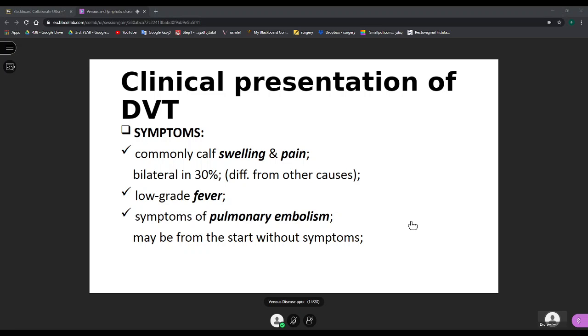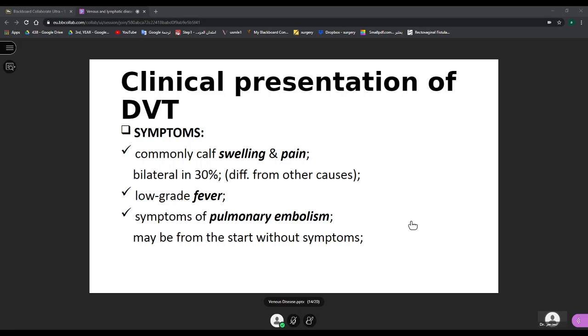This is usually bilateral instead of unilateral, and this is important for you as a physician to differentiate between leg swelling due to venous disease and leg swelling due to other conditions, for example lymphedema, as we will see in the next lecture. Some patients present with low-grade fever. Usually those patients don't experience high-grade fever.